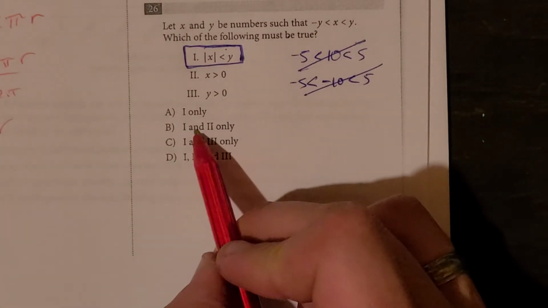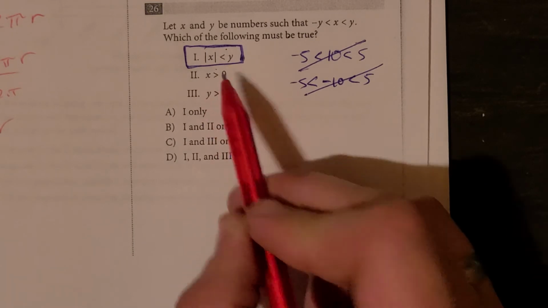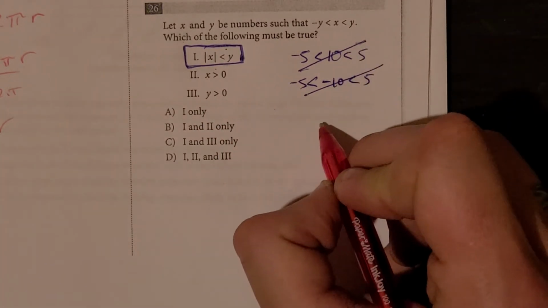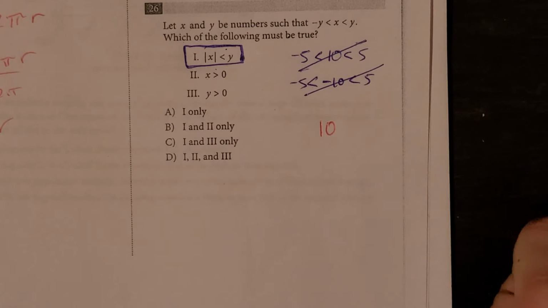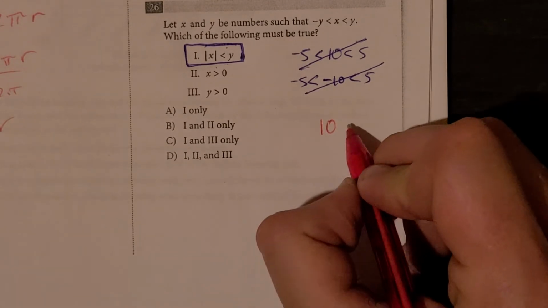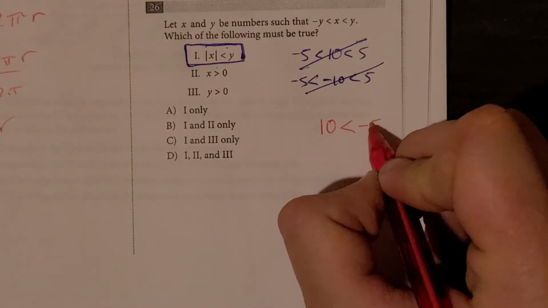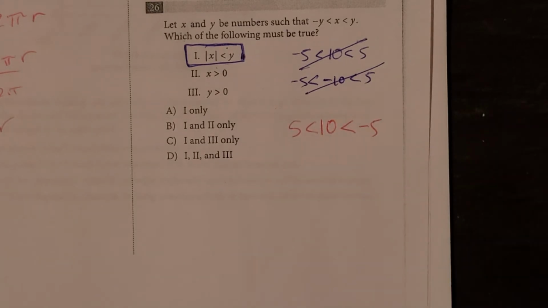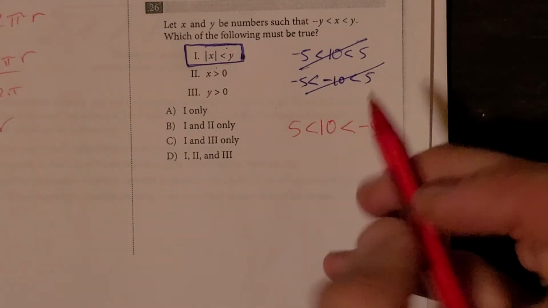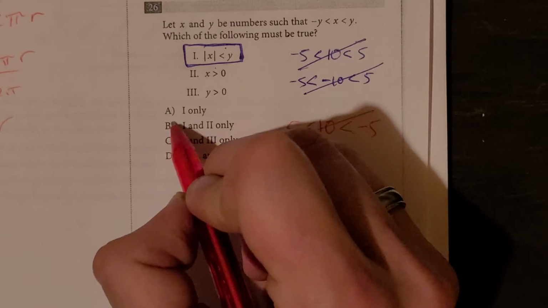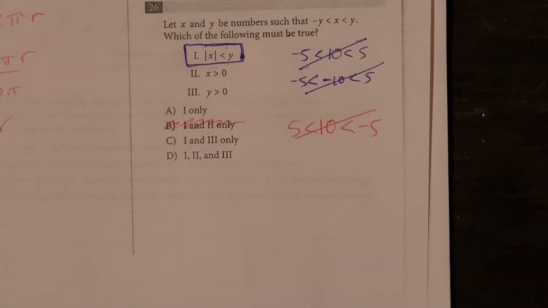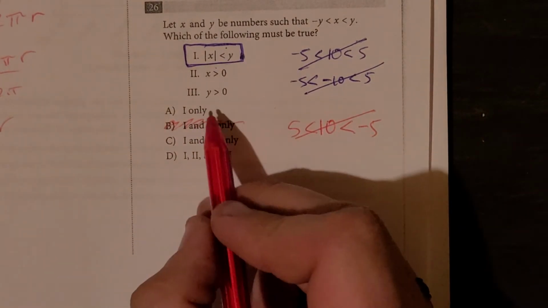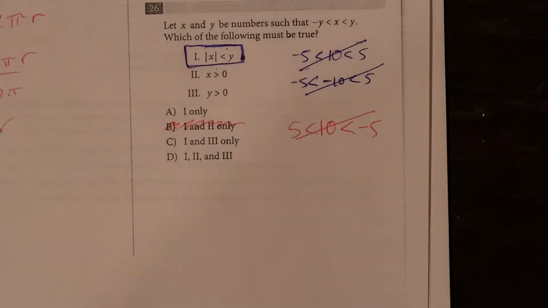So for instance, if 1 and 2 were true, if x is greater than 0, let's do an example where x is 10. But let's say I make y negative, so y is negative 5. Oh, that's not true, because 10 is not less than 5. So I know that this has to be false. Then I'd say, well, what if y is greater than 0, but x could be a negative number? Okay.